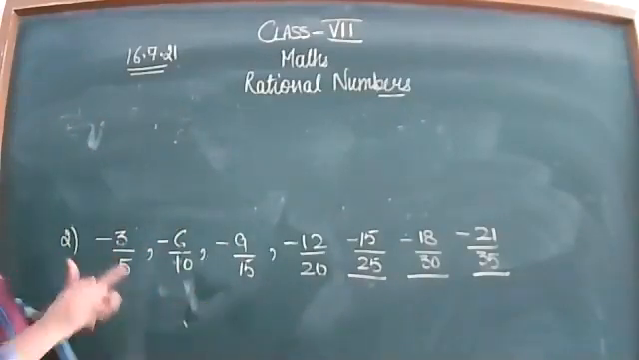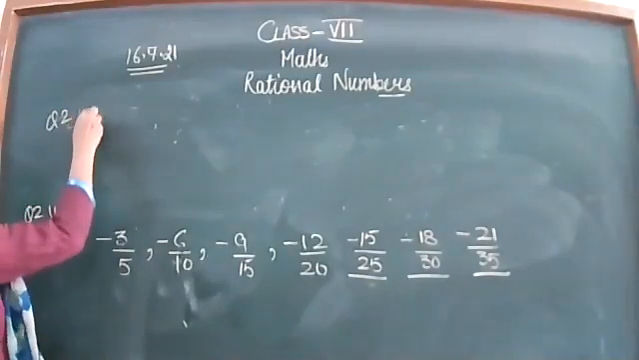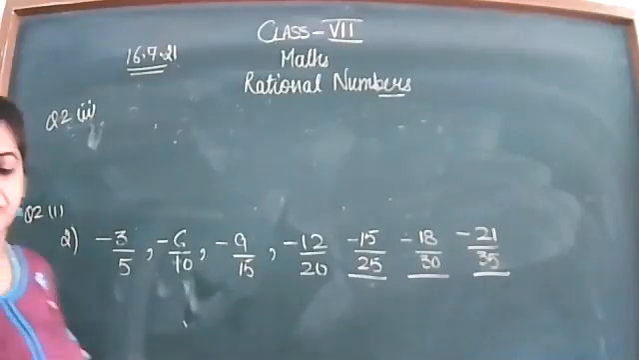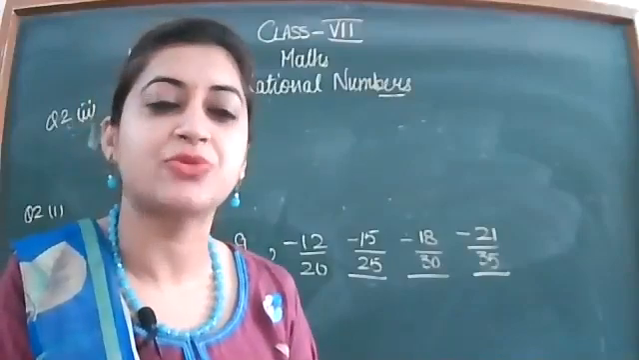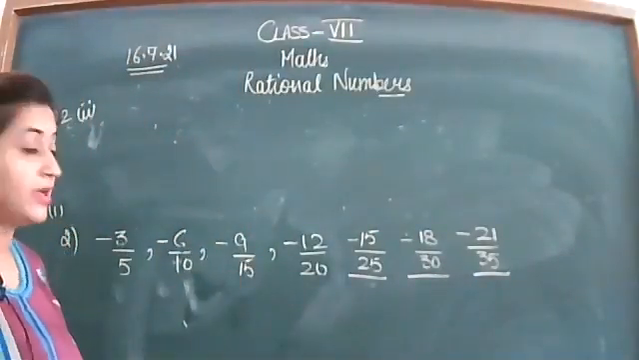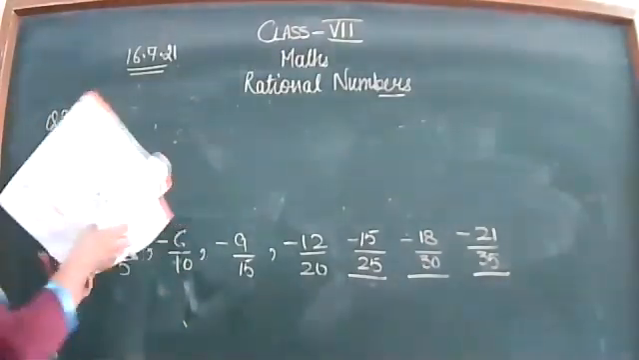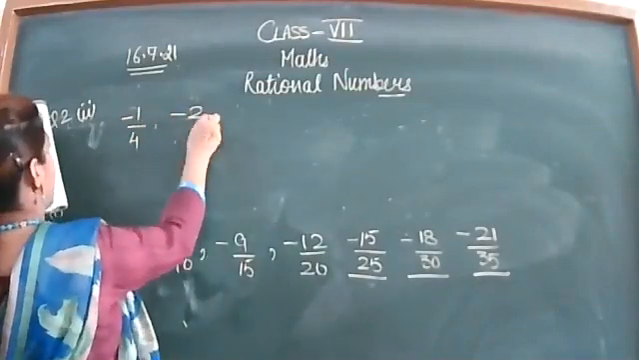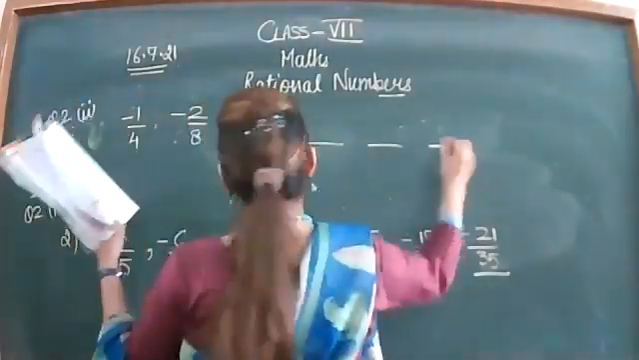Question number 2, first part. Now question number 2, second part. This is an exercise question. So I am discussing the example as well as the exercise question side by side. What we did before was the example. This is your question number 2, first part. Now question number 2, second part we are doing. Minus 1 by 4, minus 2 by 8, minus 3 by 12.